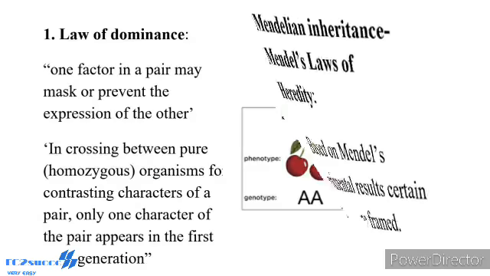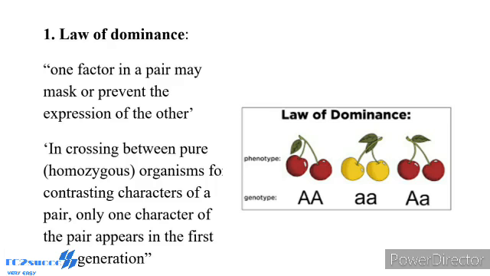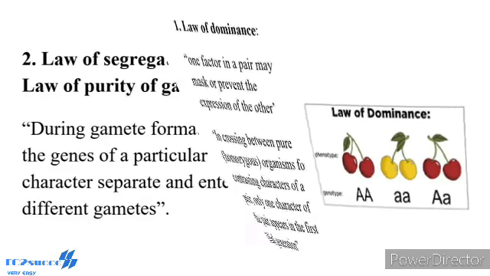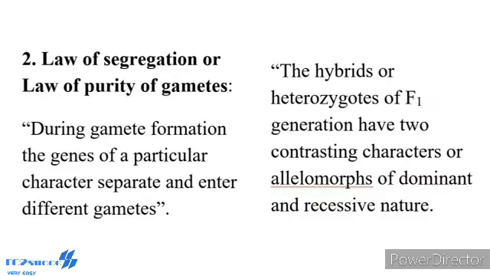First law, law of dominance: one factor in a pair may mask or prevent the expression of the other. In crossing between pure homozygous organisms for contrasting characters of a pair, only one character of the pair appears in the first filial generation. Second law, law of segregation or law of purity of gametes.